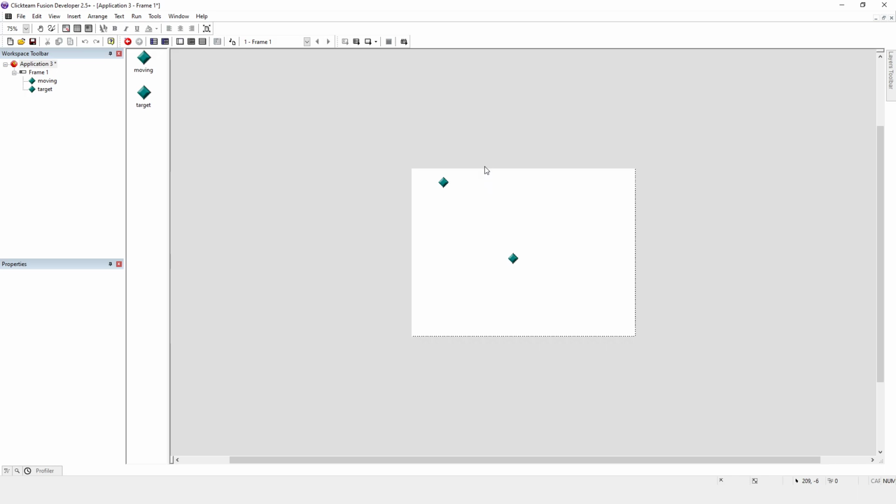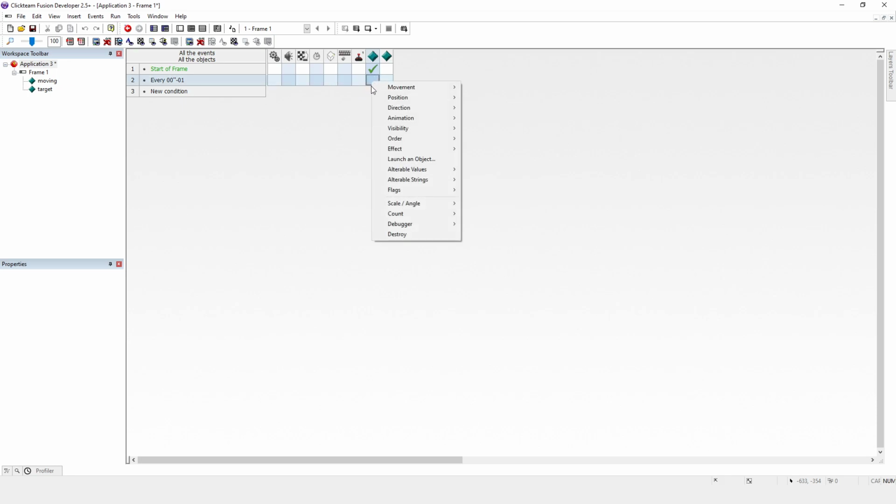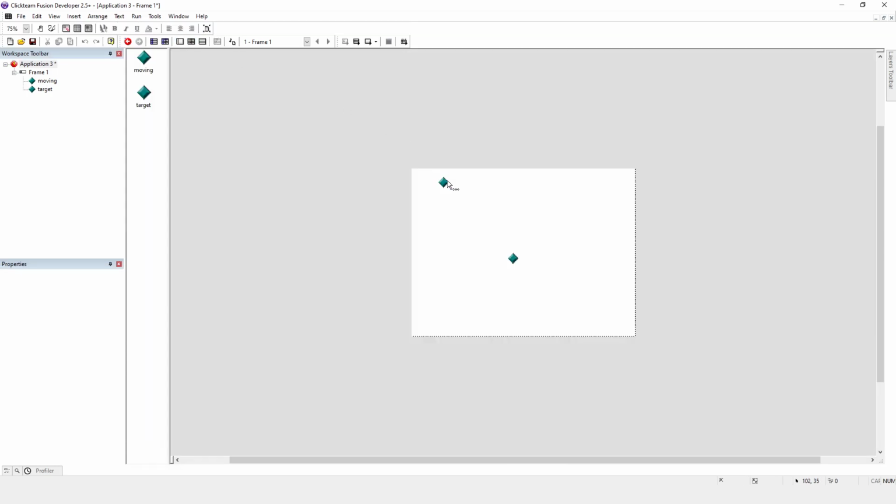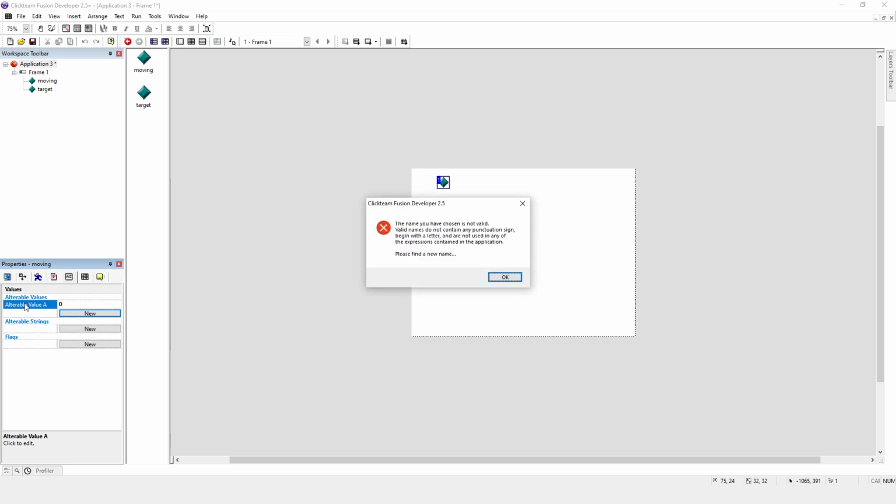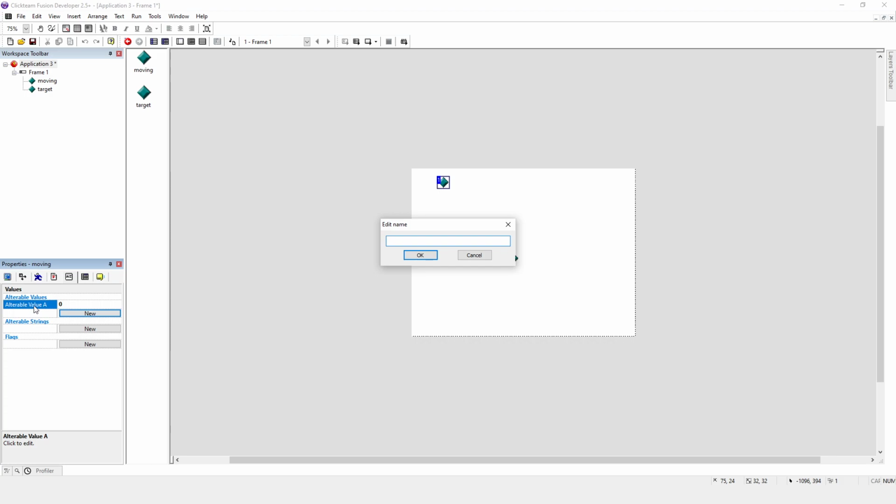I think it's 0 to the right, and then you go positive going anti-clockwise, or counterclockwise as most people call it across the world, and then it's negative if it goes clockwise, and it will be minus 180, 180. Anyway, that's not important. You don't need to know any of that, because of the function, and this is where Clickteam comes into its own. So I'm just going to create an alterable value, and I'm going to call it angle.